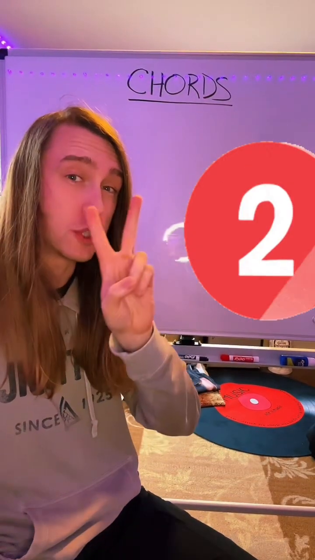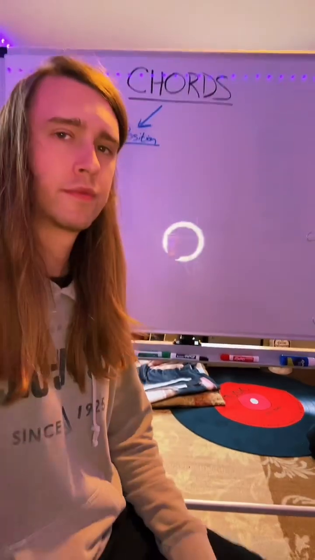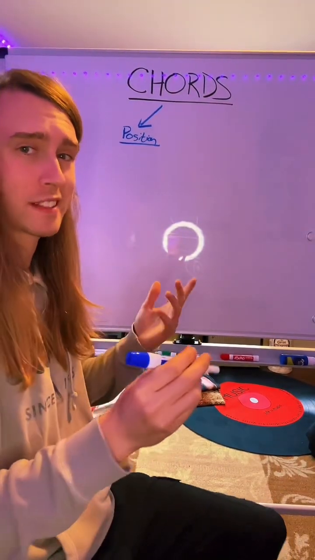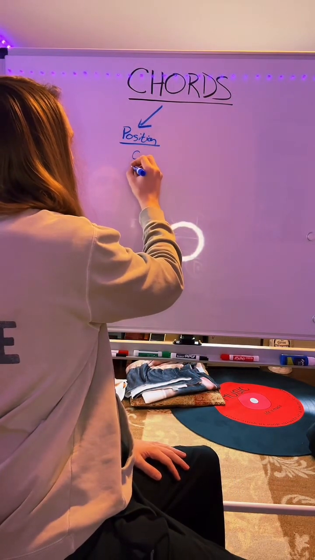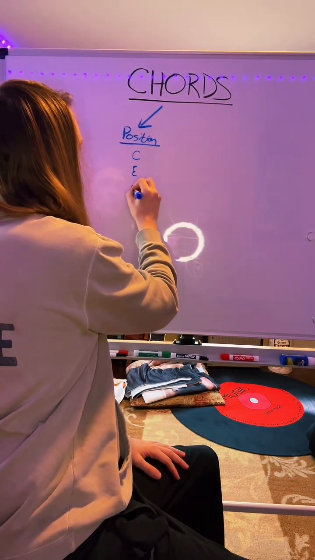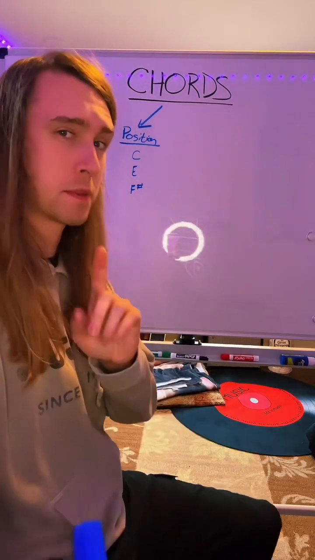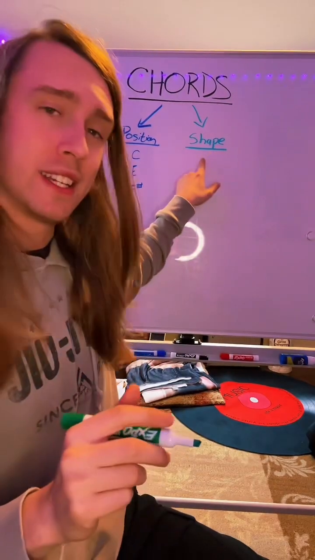Now let's get started. So when we're learning about chords, we need to know 2 things. That's it. First, we need to know position. So that's like, this will make sense in a second. C, E, F sharp. That's position. The second thing we need to know is the shape.